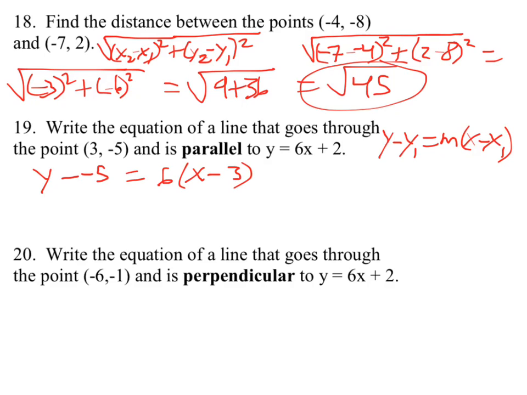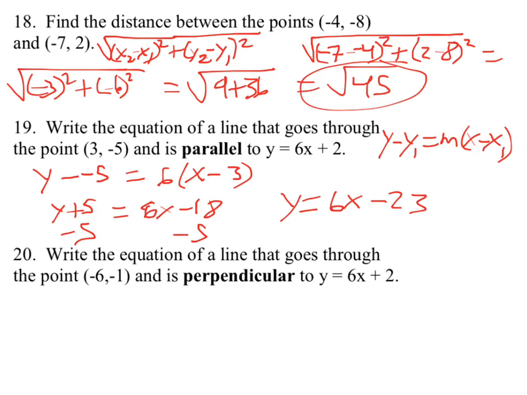And I can simplify this down. Left side I'll get y plus 5. And if you distribute that 6 through, you'll get 6x minus 18. And then you can get y by itself by subtracting 5 from both sides. You get y equals 6x minus 23. And that's the equation of the line that goes through this point. You can even test it out. If you put 3 in for x right here, you should get negative 5 for the y value.